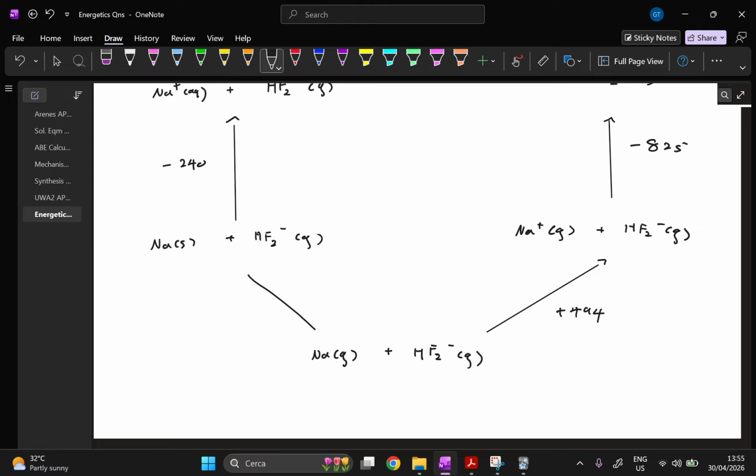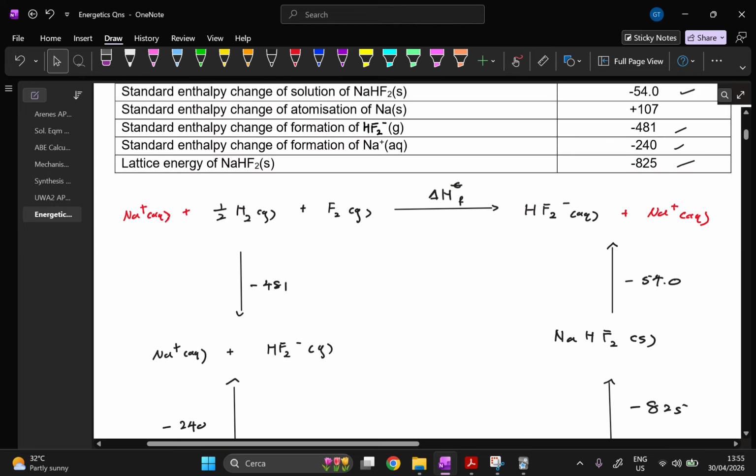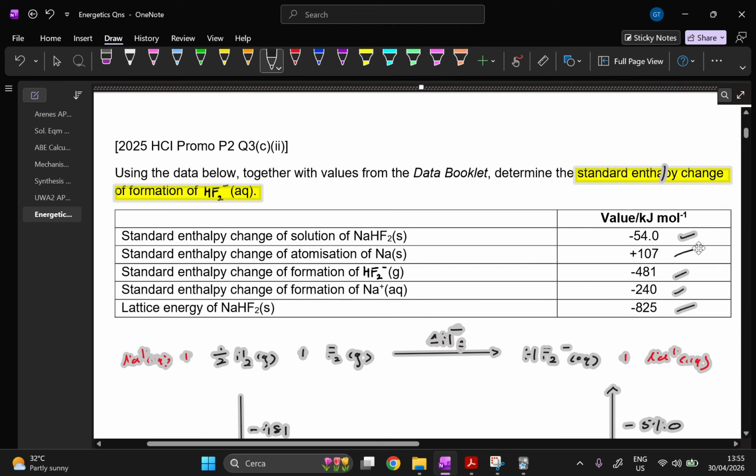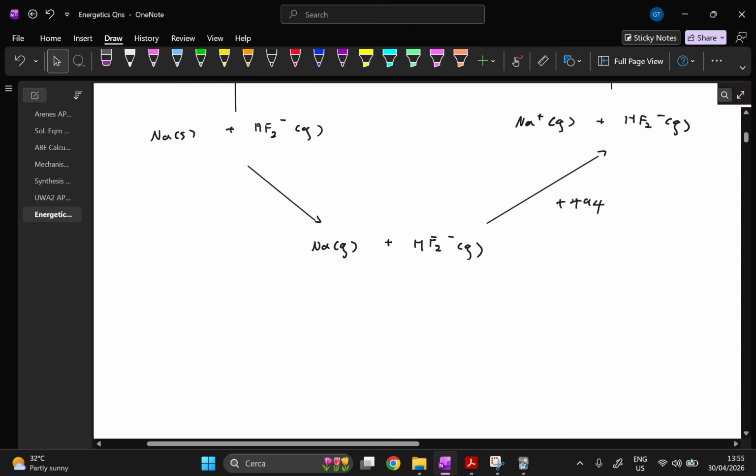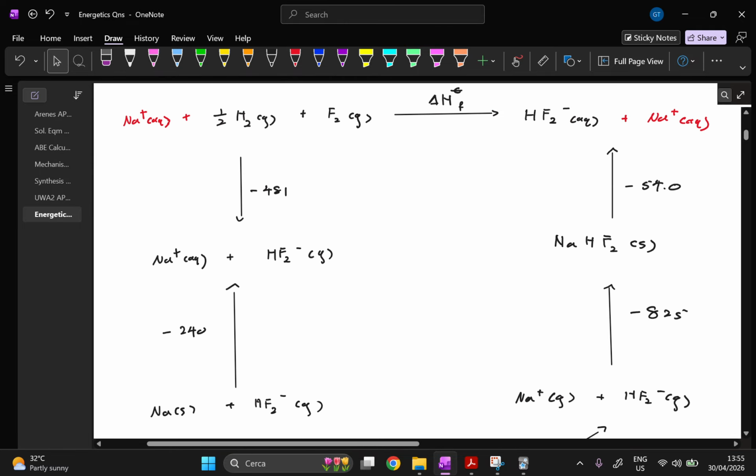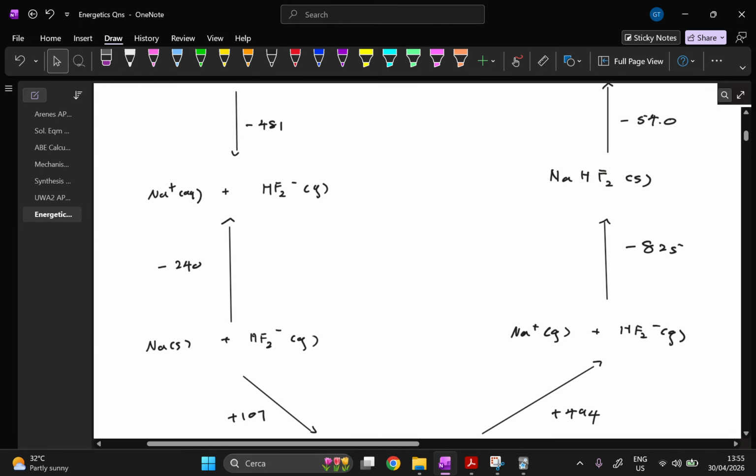Okay, and lastly, last piece of information, standard enthalpy change of atomization. So once again, I go from standard state to gaseous. This is enthalpy change of atomization. Done. So HF, I'm just going to trace, right?